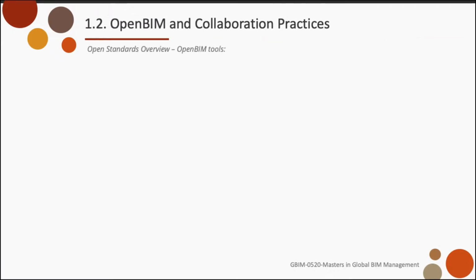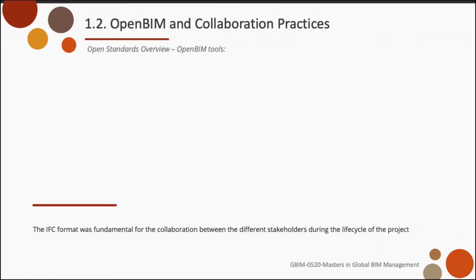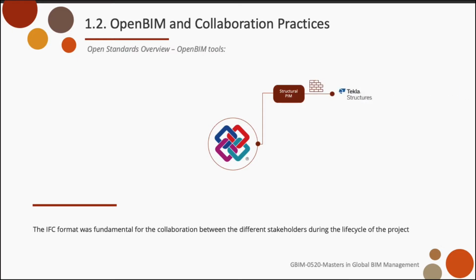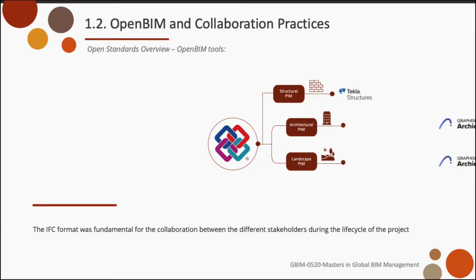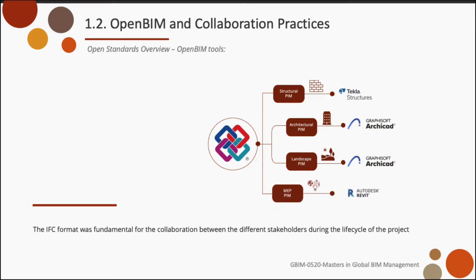Now, utilizing an open BIM approach throughout the project helped the team achieve a vendor-neutral BIM. File exchanges were done using the IFC file format developed by buildingSMART. The structural project information model was developed using Tekla Structures, whereas the architectural and landscape project information models were developed using Graphisoft ArchiCAD. The MEP project information model was developed using Autodesk Revit.